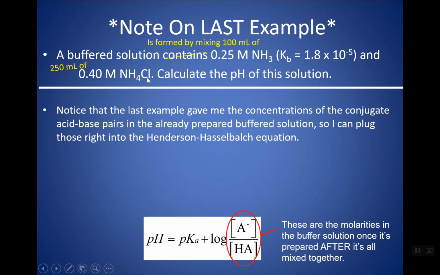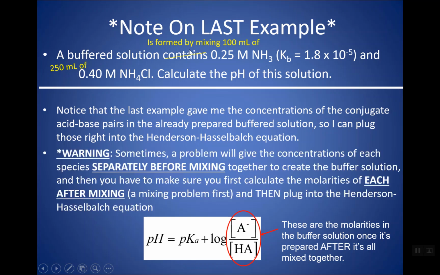Would my molarities still be 0.25 and 0.40? No, it becomes a mixing problem where once you mix these together, their molarities would change. So my warning to you is sometimes the problem will give the concentrations separately before mixing to create the buffer. You have to first calculate the molarities of each after mixing before you plug in to this equation or before you plug into your ICE box if you're doing that. So how would I do that? I would mole out each component, and then I would divide the moles of each over the new total volume and get the molarities that way.